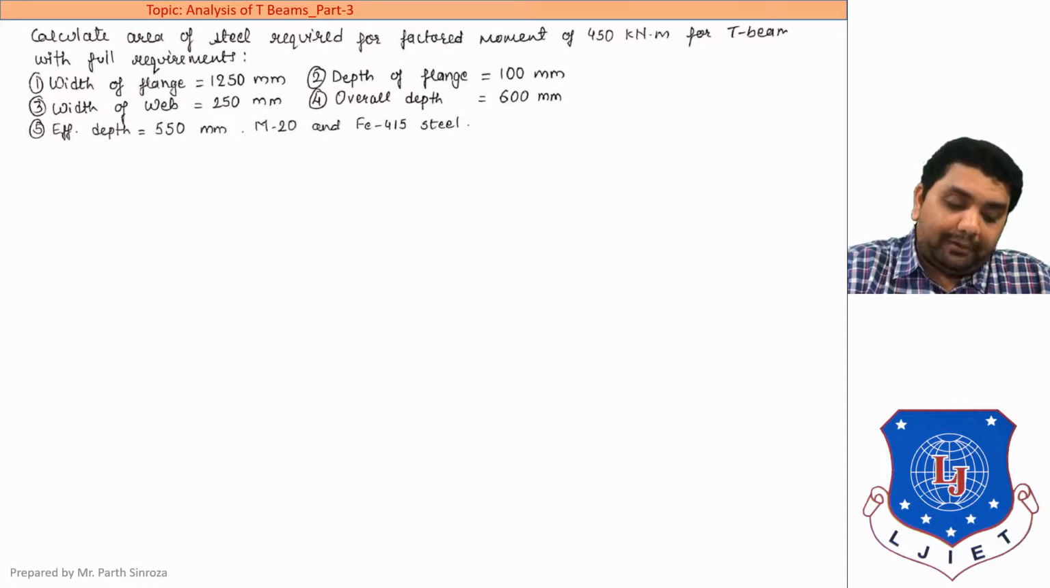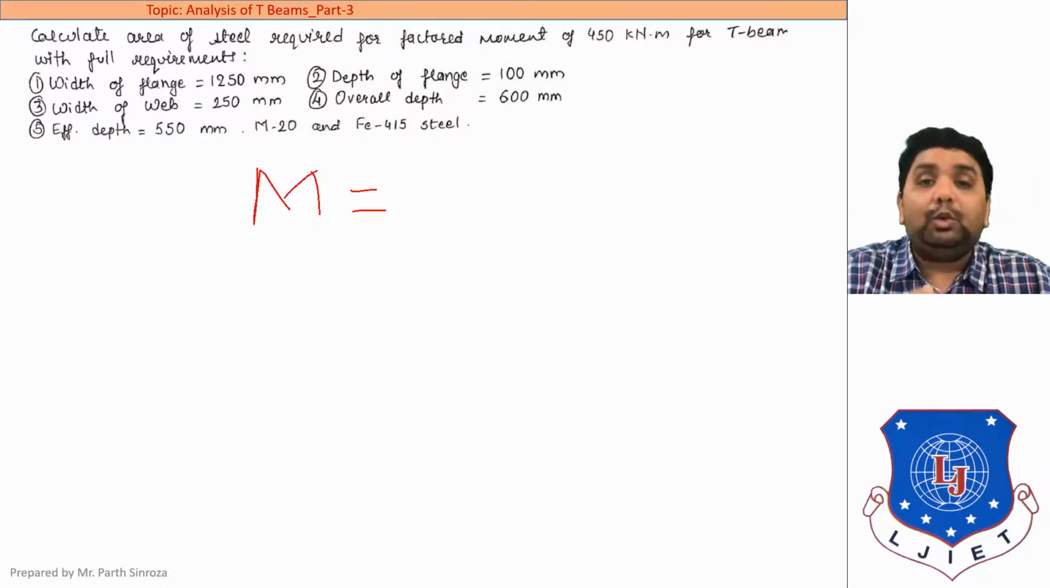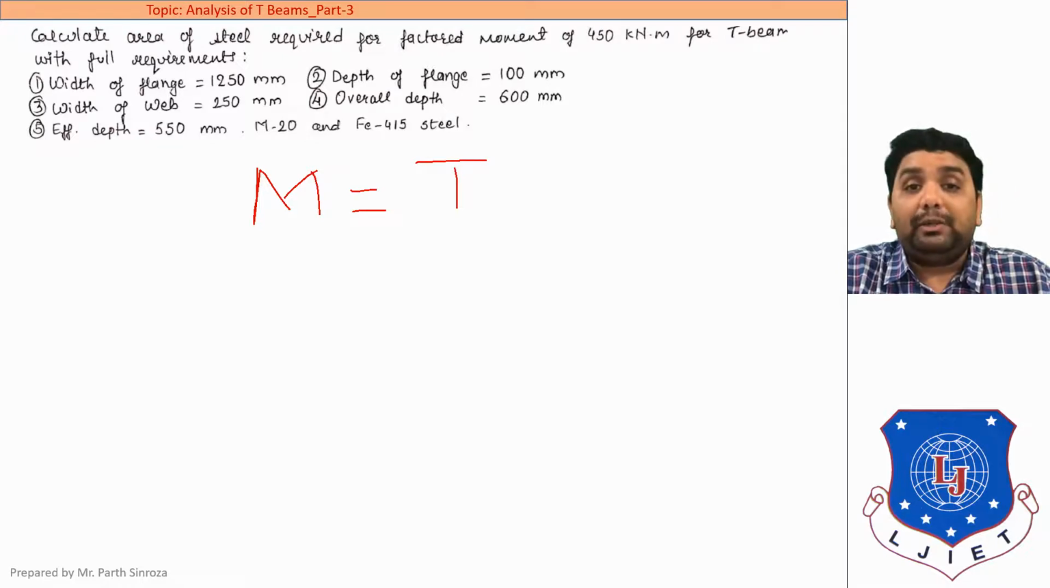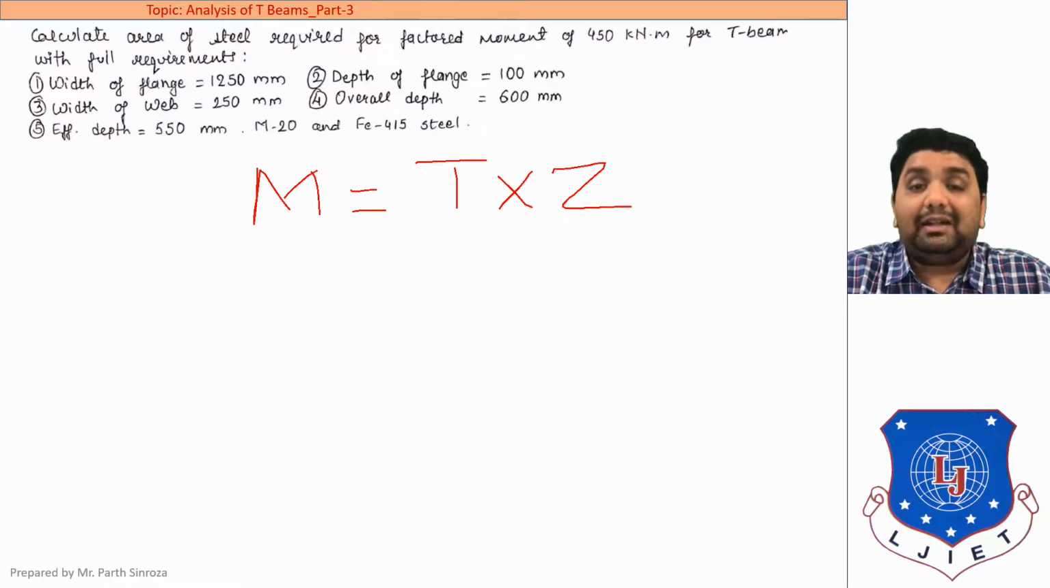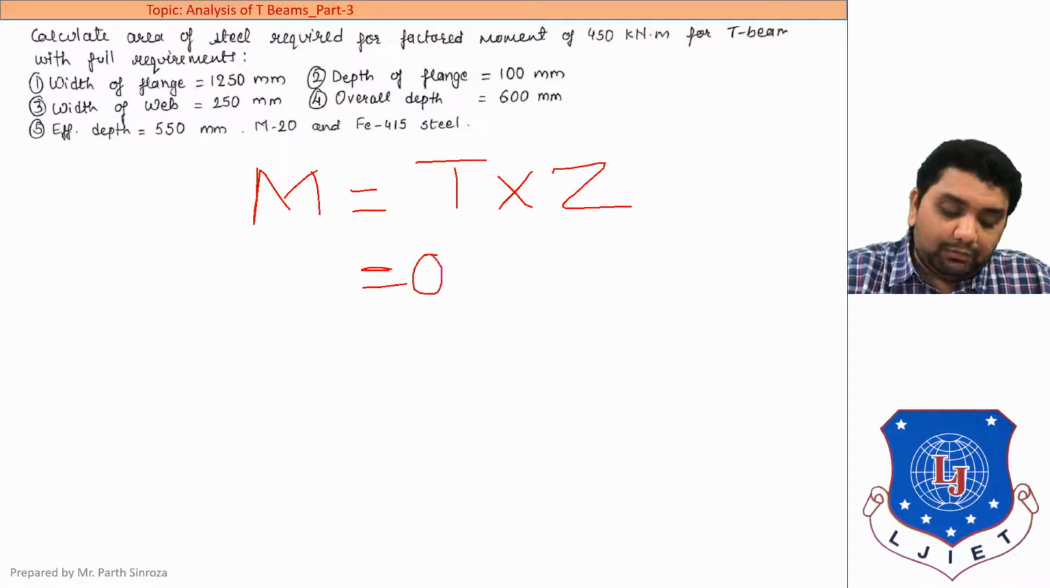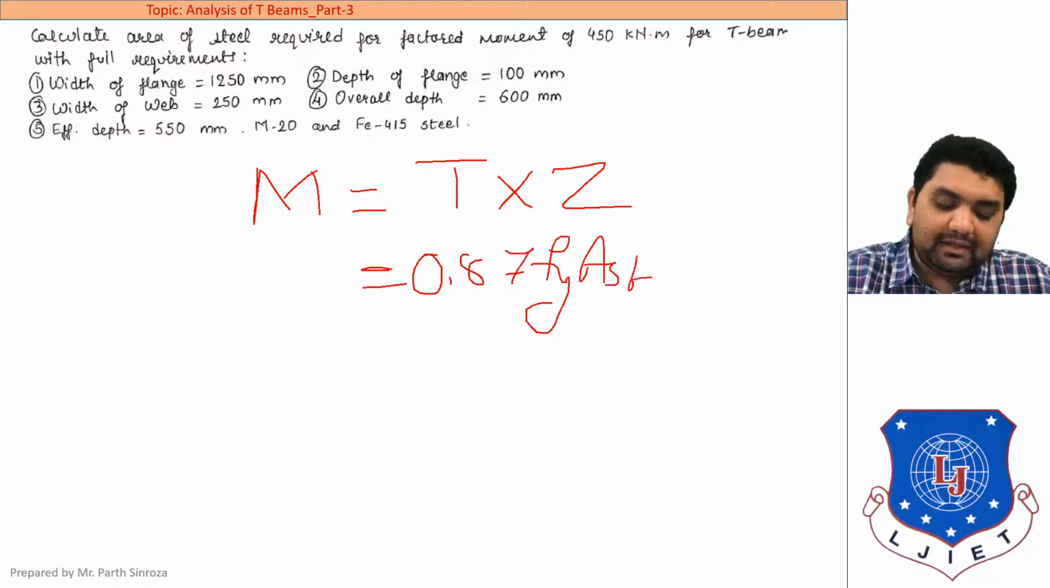Moment is generally load into perpendicular distance, and as we have seen, we will be taking the load T. So T will be multiplied by Z. That is load into perpendicular distance, and in this case the perpendicular distance is our lever arm. Clear? So the equation of T will be 0.87 Fy AST.